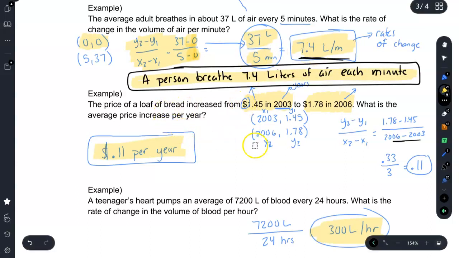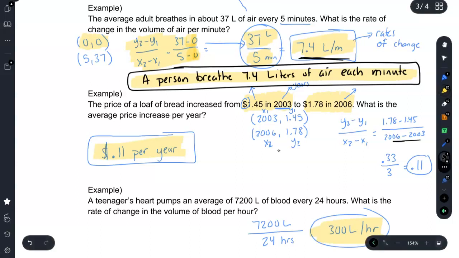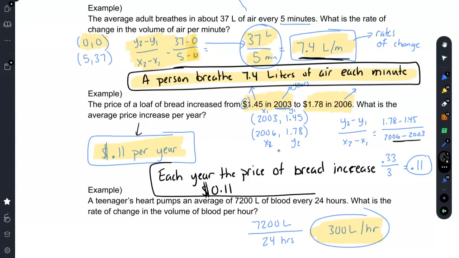The second example, it says the price of a loaf of bread increased from $1.45 in 2003 to $1.78 in 2006. What is the average price increase per year? And we found that answer to be 11 cents. So we could say this: each year, the price of bread increases 0.11, which is the same thing as 11 cents. If you wanted to actually just write out 11 cents per year, you can do that.